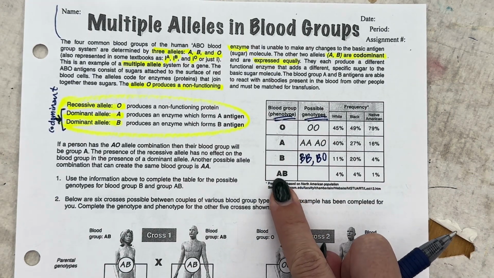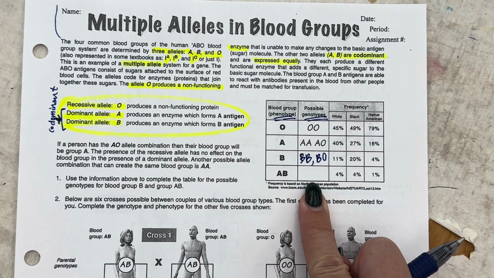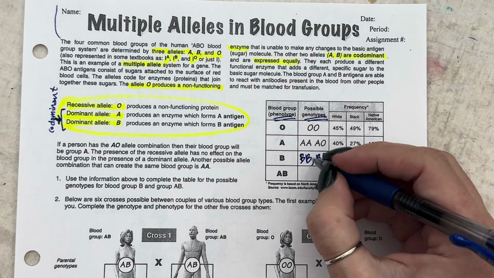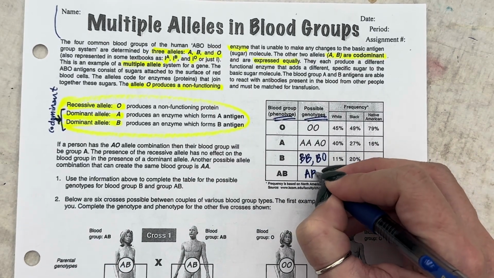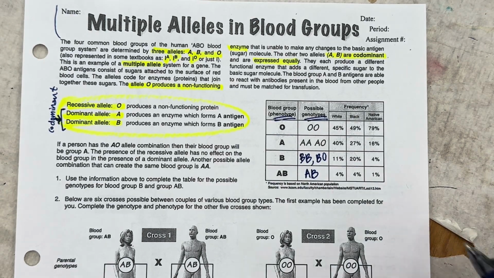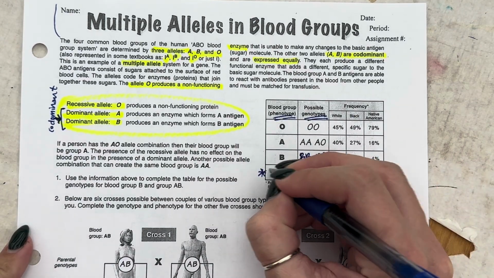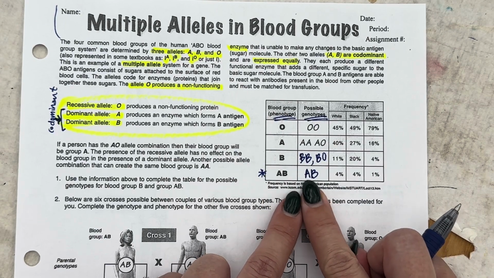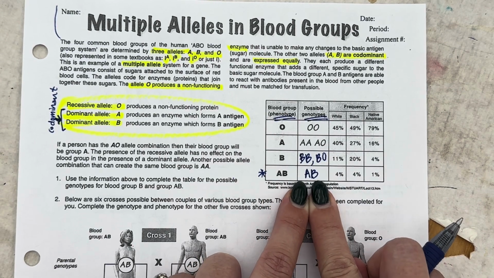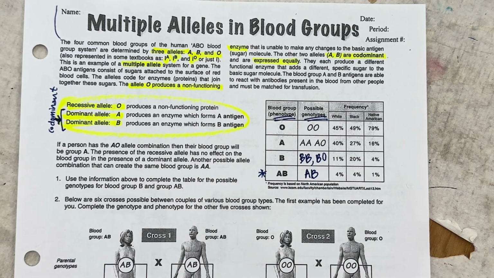To be type AB, well, there's only one genotype possible here. In order to be type AB blood, you have to inherit an A allele from one parent and a B allele from the other parent. This is where the codominance comes into play, because if you inherit both of these different alleles, they're both going to be together expressed on the surface of your red blood cell.